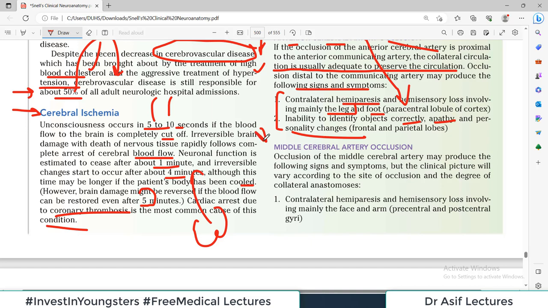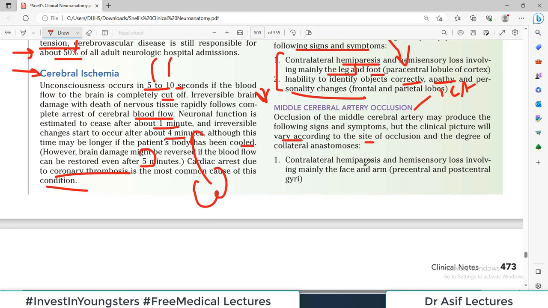Then the middle cerebral artery. Middle cerebral artery kis se nikalti hai? Internal carotid artery se nikalti hai. Iska territory kya hai? Lateral surface of the cerebral cortex. Now, occlusion of the middle cerebral artery may produce the following signs and symptoms, but the clinical picture will vary according to the site of occlusion and the degree of collateral anastomosis. Kya kya symptoms honge?